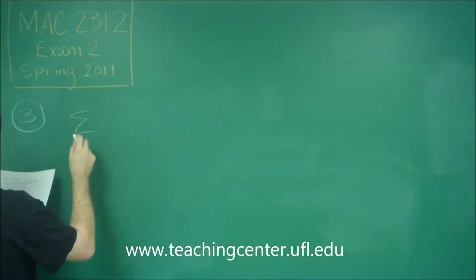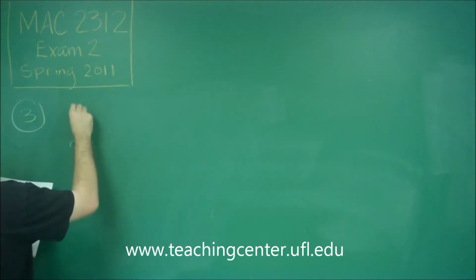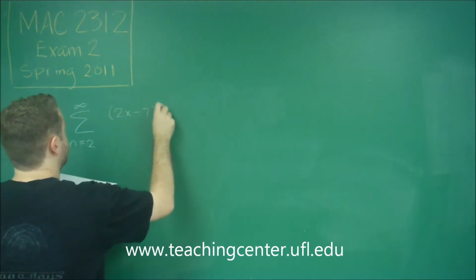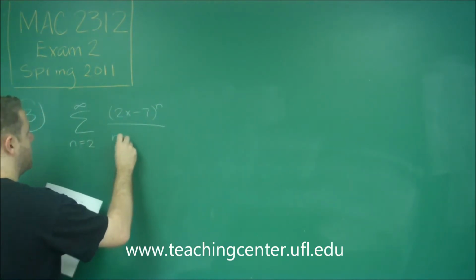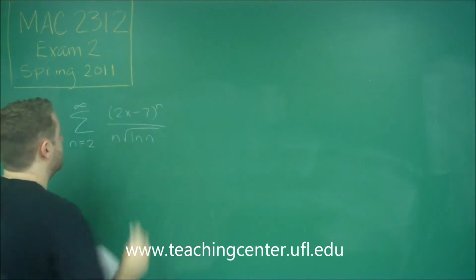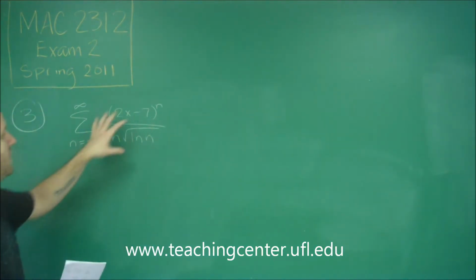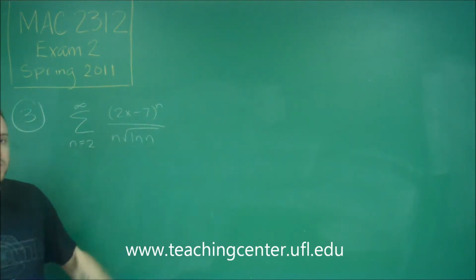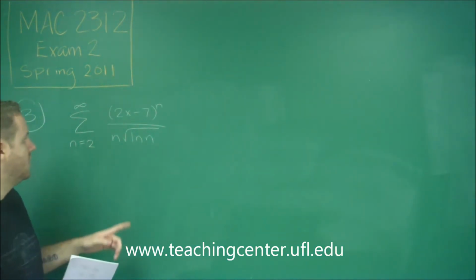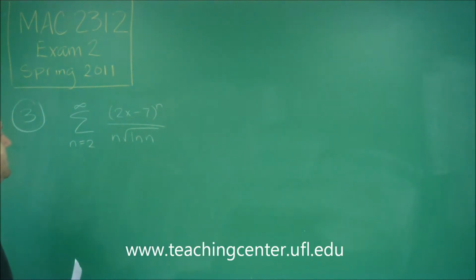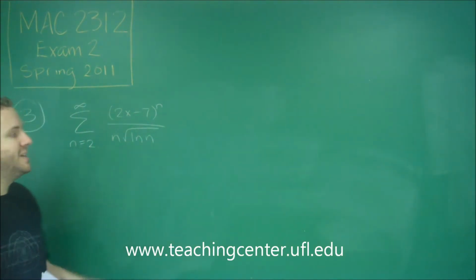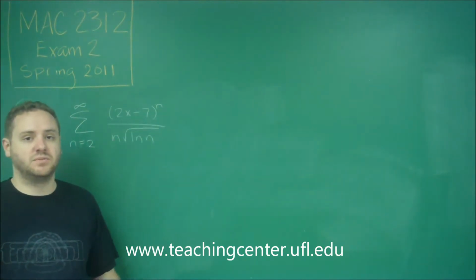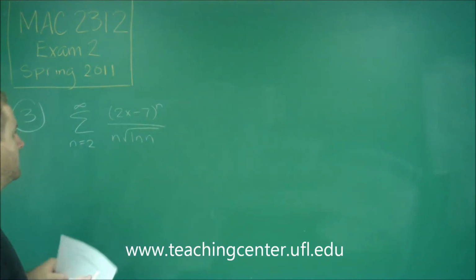Let me rewrite the series real quick. So we have n equals 2 to infinity of 2x minus 7 to the nth power over n times the square root of ln n. So we have a lot of different things going on here. You definitely would not want to try the integral test here. Too much stuff going on. Or really any of your other tests. Comparison would be very difficult. Root test would maybe help you, but only the top is raised to an n, so that also might be pretty difficult. Ratio test is your go-to test here.